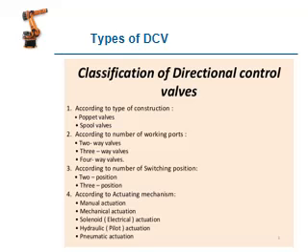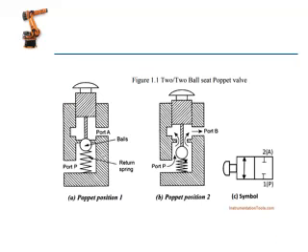This is the type of direction control valve. There are different types of direction control valves available. According to the type of construction, poppet valve and spool valve. According to the number of working ports, there are 2-way valve, 3-way valve, 4-way valve. According to the number of switch positions, 2 positions or 3 positions. According to the actuation: manual, mechanical, solenoid, hydraulic, pneumatic. There are several types, so this is a poppet valve.